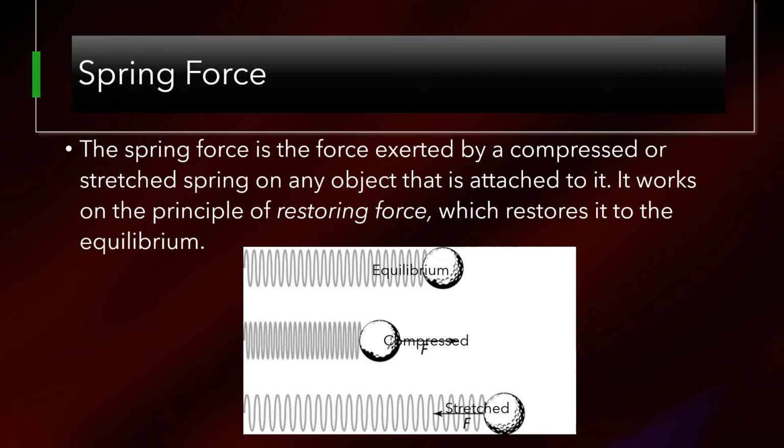Now let's look at spring force. The spring force is the force exerted by a compressed or stretched spring on any object that is attached to it. It works on the principle of restoring force, which restores it to the equilibrium. Here we can see a mass attached to the spring, which is at equilibrium. When we compress it and we leave it, eventually we notice that the force acts this side to get it back towards the equilibrium. This force is the spring force.